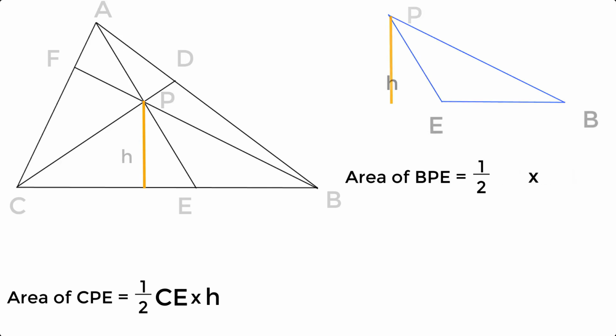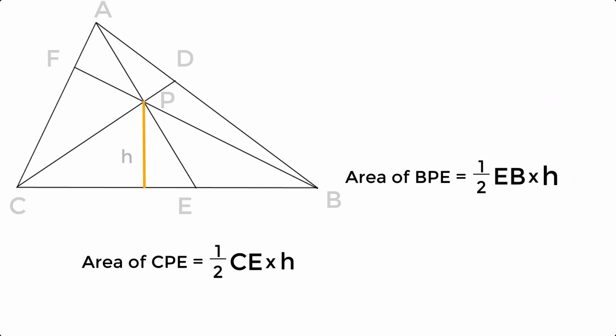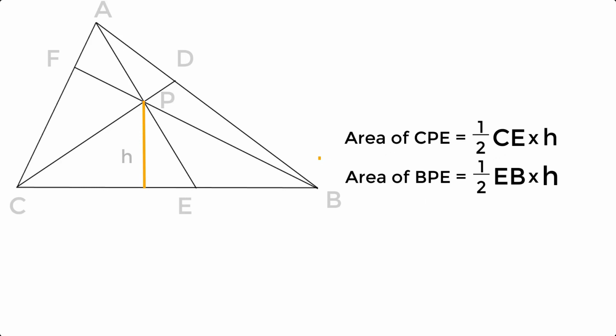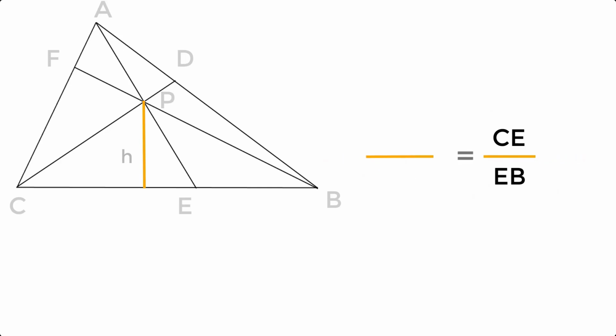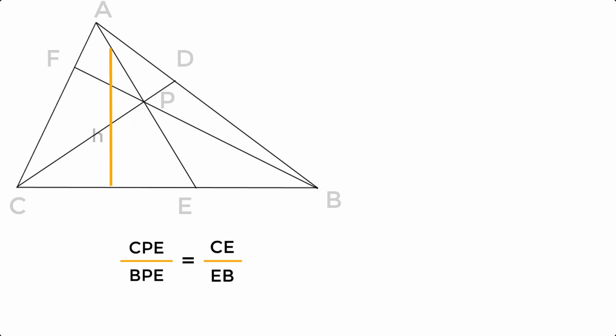Now that we have both of these equations, we can make a ratio between them and get that the area of CPE over BPE is equal to 1/2 CEH over 1/2 EBH. We can further simplify this ratio by canceling the 1/2s and the H's. We get that CPE over BPE is equal to CE over EB.